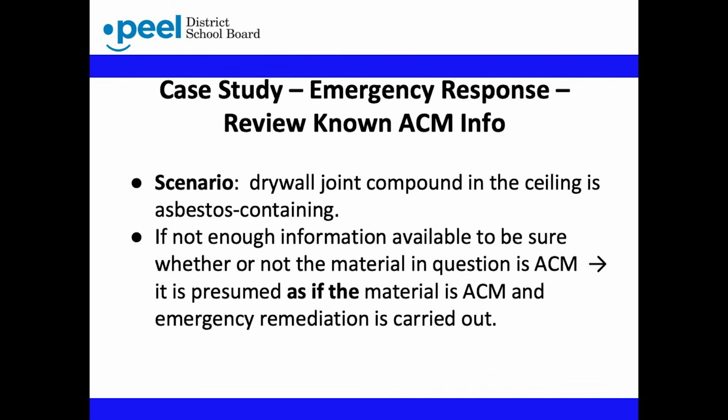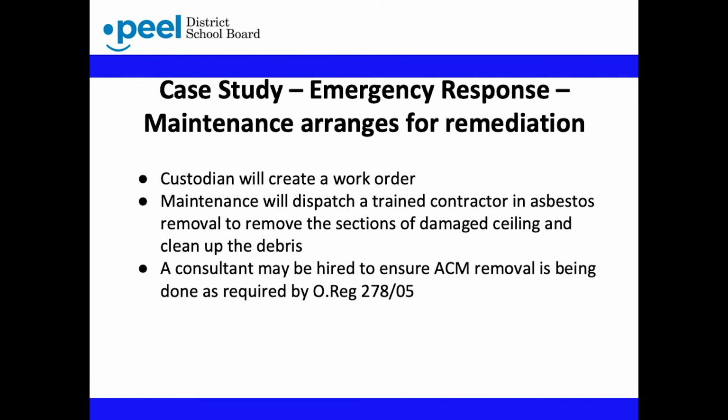In this scenario, it has been discovered that the drywall joint compound in the ceiling is asbestos-containing. Note that in some situations, there may not be enough information to be exactly sure whether or not the material in question is ACM or not. In these cases, the board will respond as if the material was ACM and proceed with emergency remediation. Subsequently, the custodian will raise a work order for the repair or removal of the affected areas of the ceiling and clean up the debris.